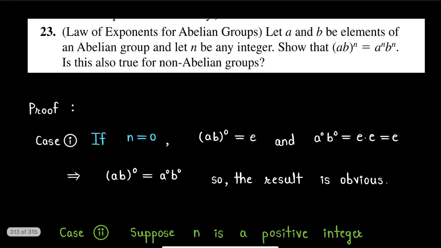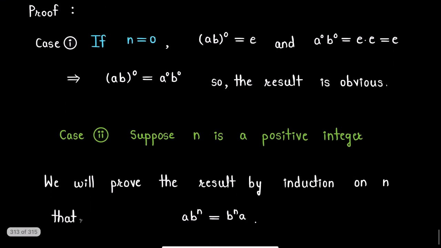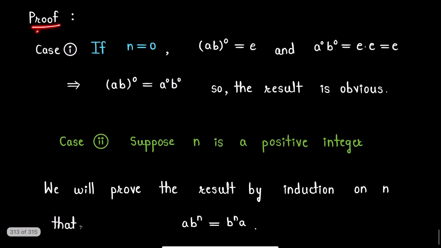Now, as we want to show the given result is true for any integer n, we have three cases. First one will be n is 0, second one will be n is a positive integer, and third one will be n is some negative integer. So we are going to prove the given result for these three cases. We will start our proof.